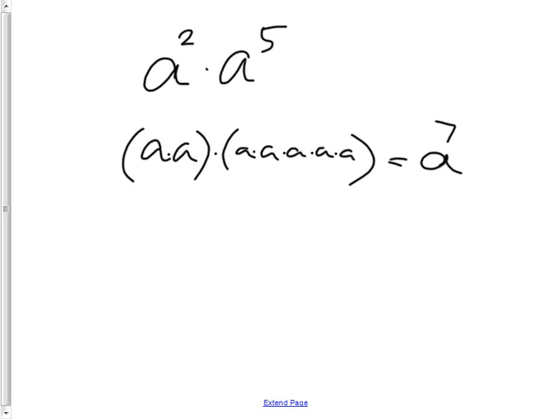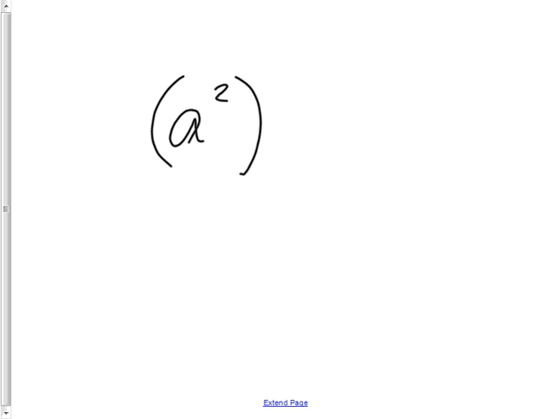Let's do another one like that. Let's say I had a to the 2nd, to the 5th. What does that mean? Well, that means a to the 2nd five times. Now, without having to write it all the way out, that's good enough for me. Can you tell whether this is a to the 7th or a to the 10th by looking at it this way? It's a to the 10th.